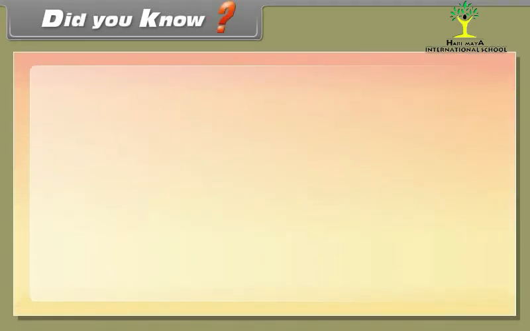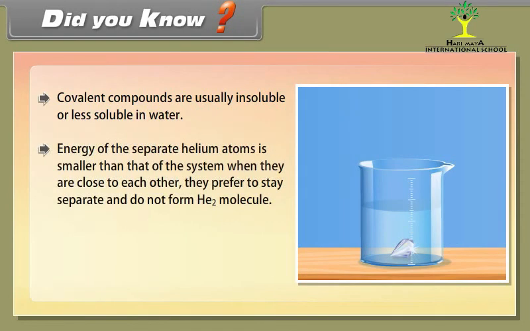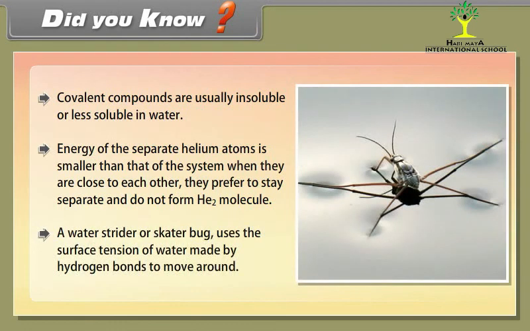Did you know? Covalent compounds are usually insoluble or less soluble in water. Energy of the separate helium atoms is smaller than that of the system when they are close to each other. They prefer to stay separate and do not form He2 molecule. A water strider or skater bug uses the surface tension of water made by hydrogen bonds to move around.